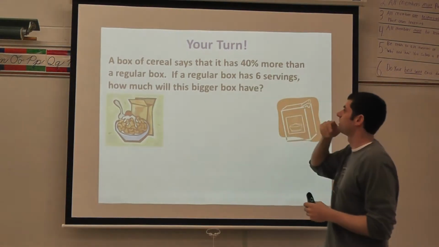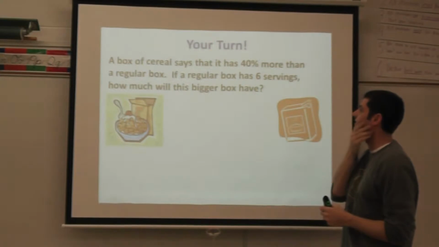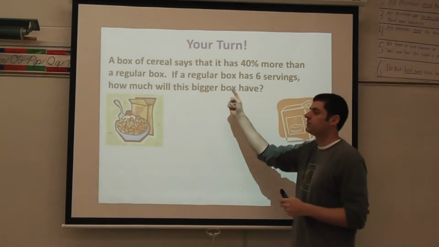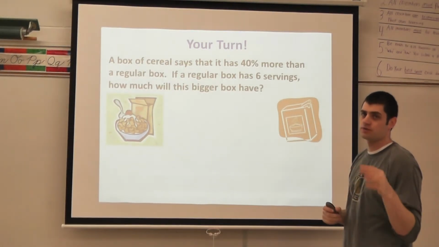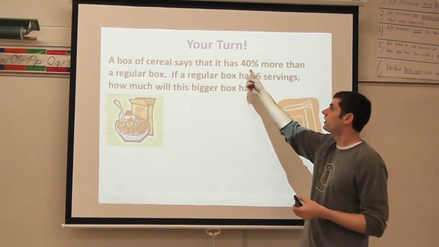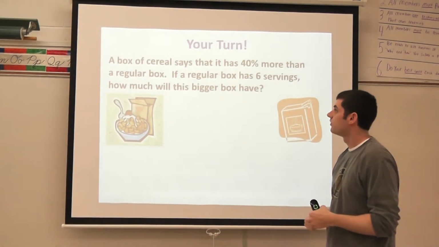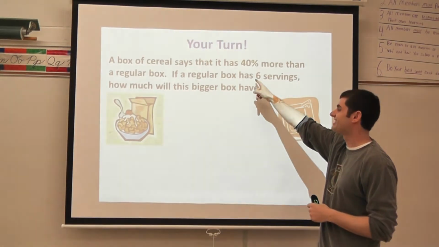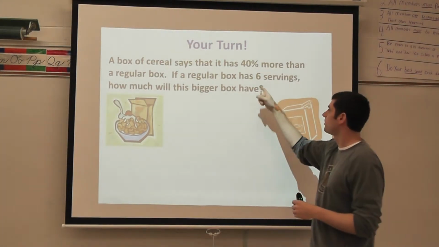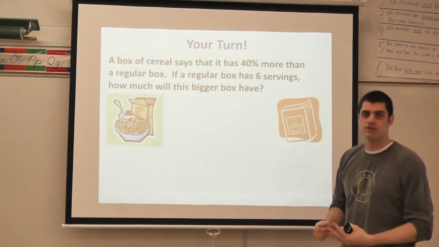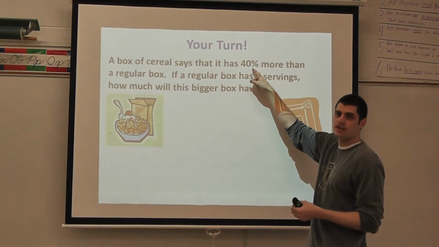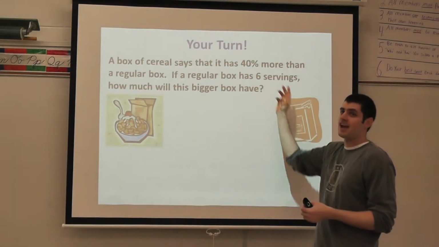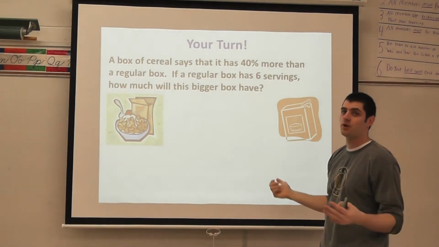Okay, so the box of cereal says it has 40% more than a regular box. So if a regular box has 6 servings, I have to figure out how much the bigger box will have. Well, I'm going to go back to my mental math strategies that we've talked about in class. So 40%, I'm going to work with 10%. Well, I know that originally it has 6 servings, so 10% is going to be 60 hundredths servings. And I know that it is 40%, so I can either add that number 4 times, or I can multiply it by 4.